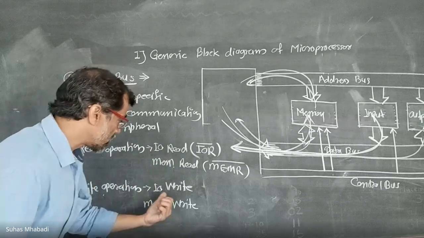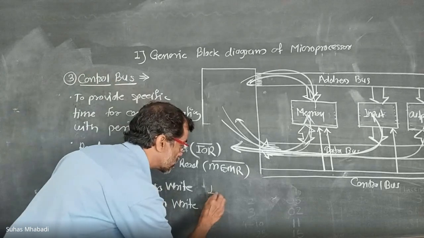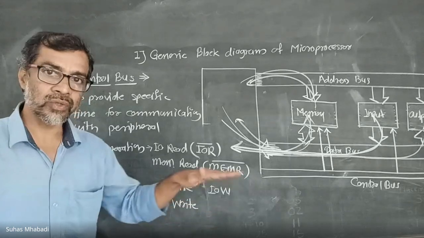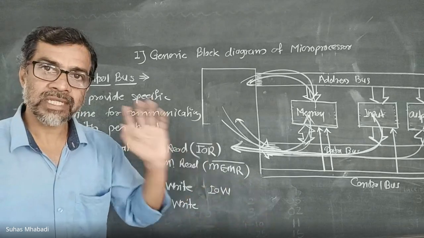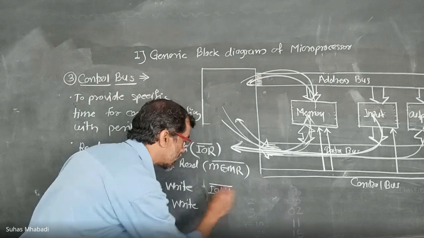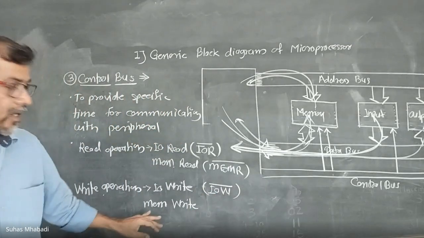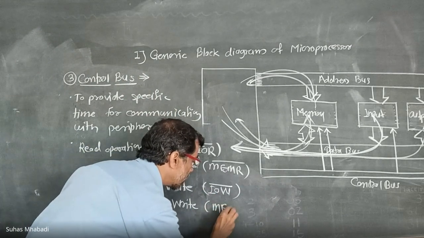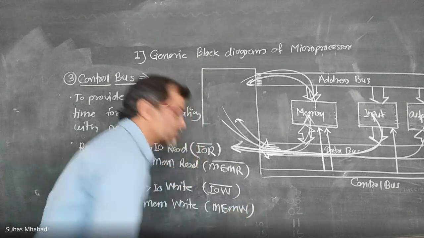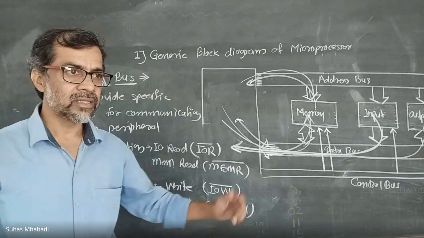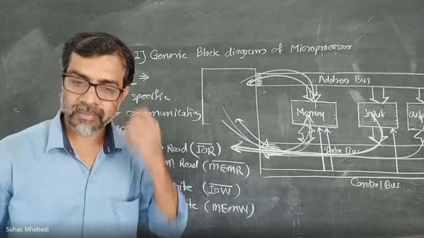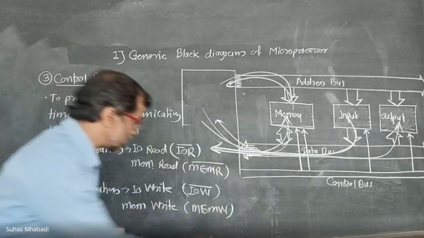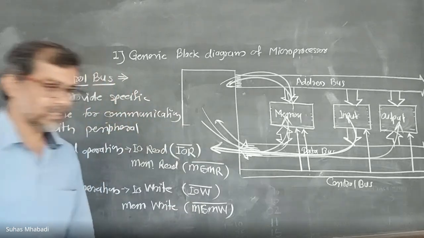One more signal, IO write. So this is known as IOW. When the signal goes low, हा signal जेव्हा शून्य होईल, low जाईल, तेव्हाच writing सुरू होईल. Known as IOW. And memory write signal is given as MEMW. But when the signal is high, no writing will carry out. But if the signal goes low, that time go for writing.